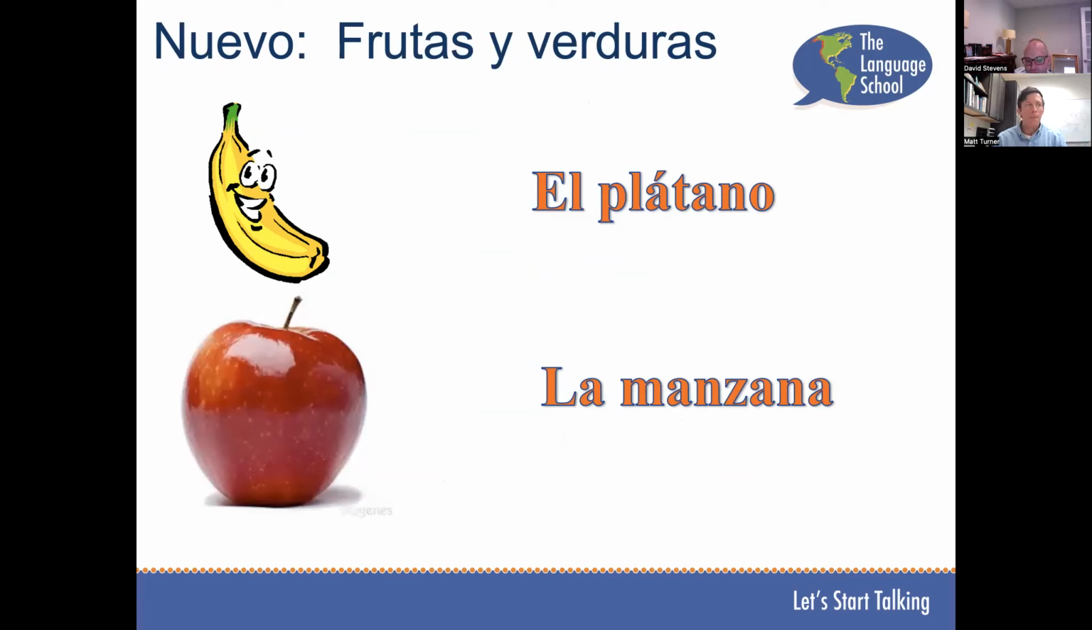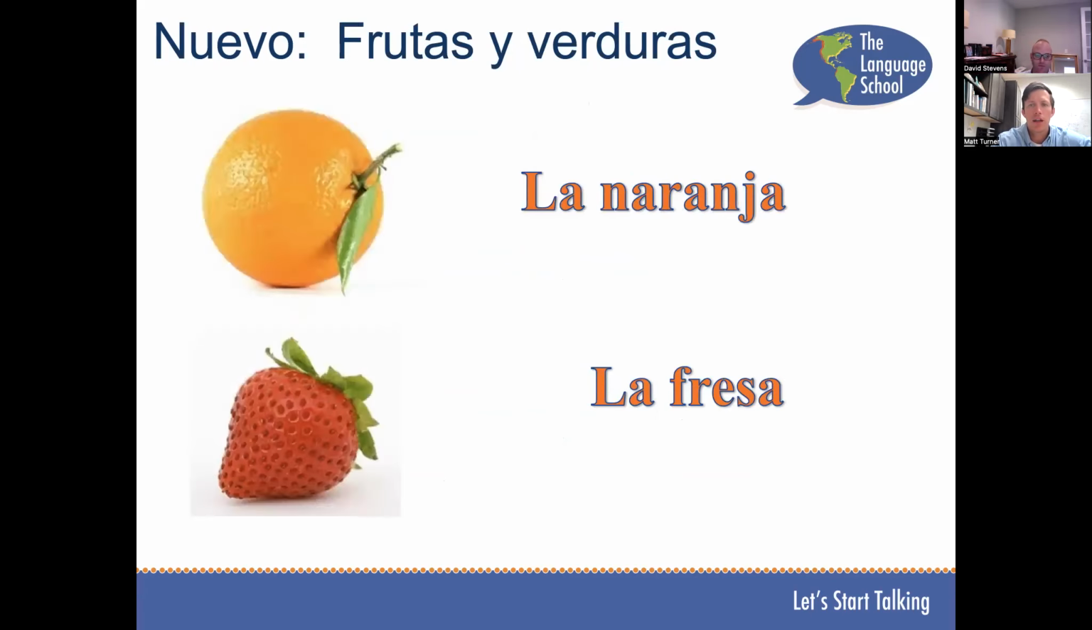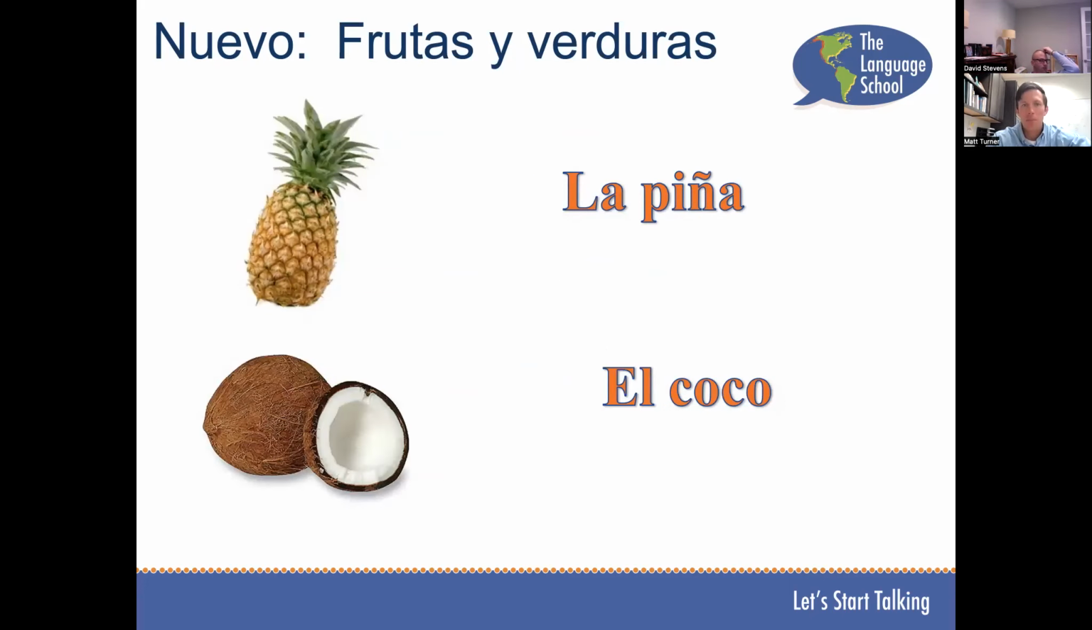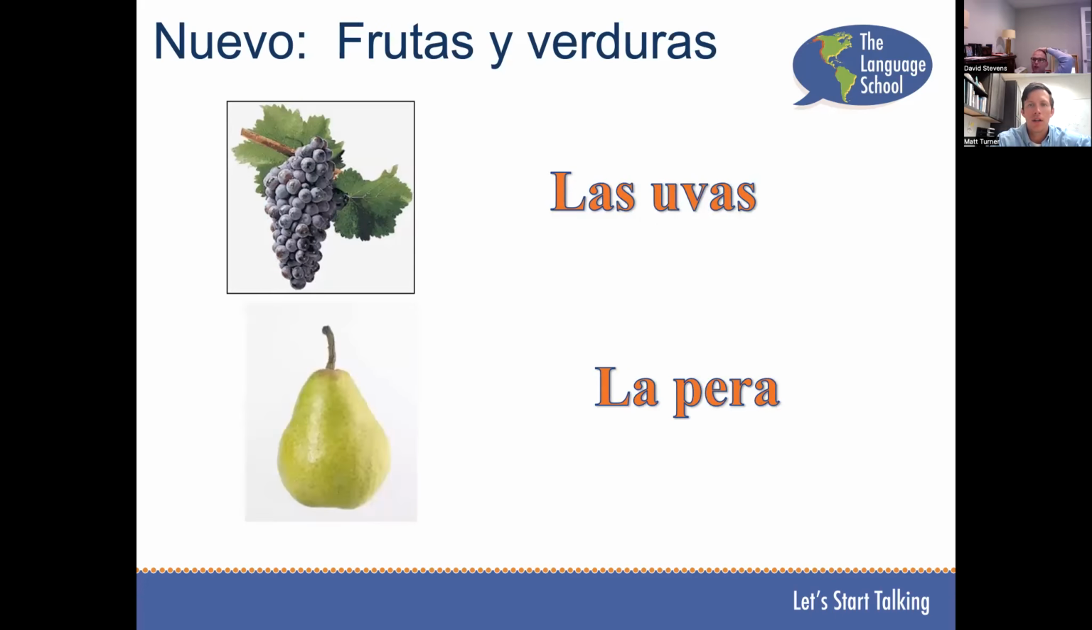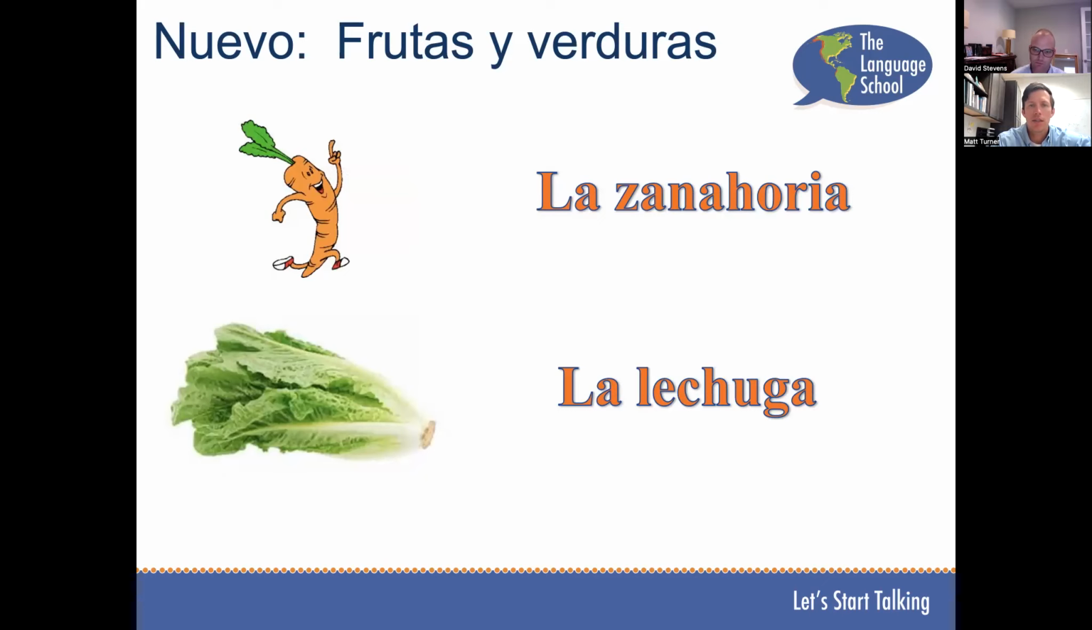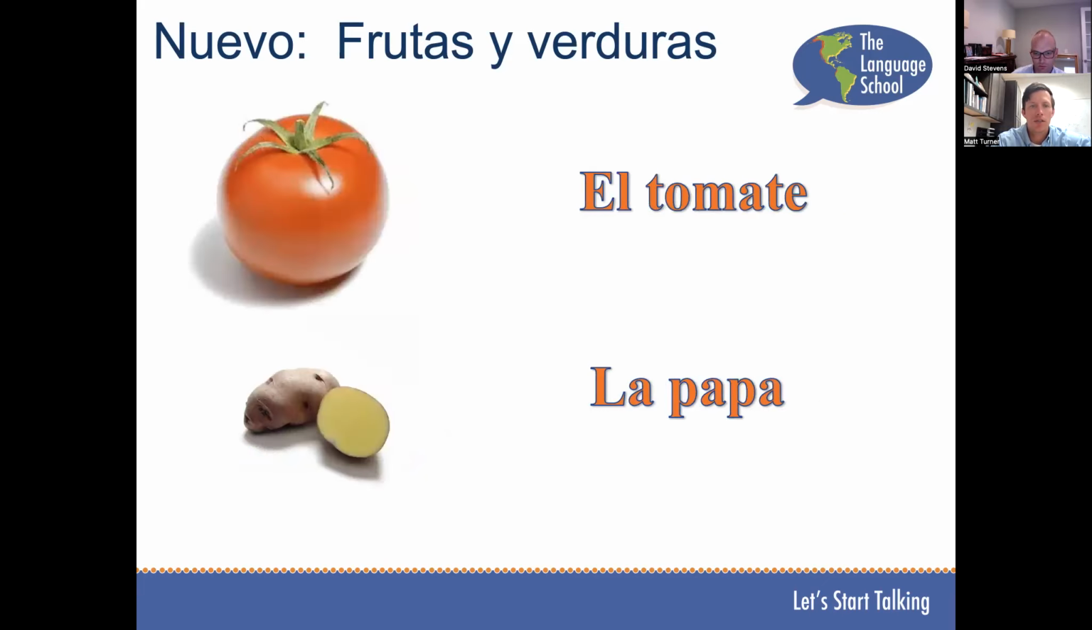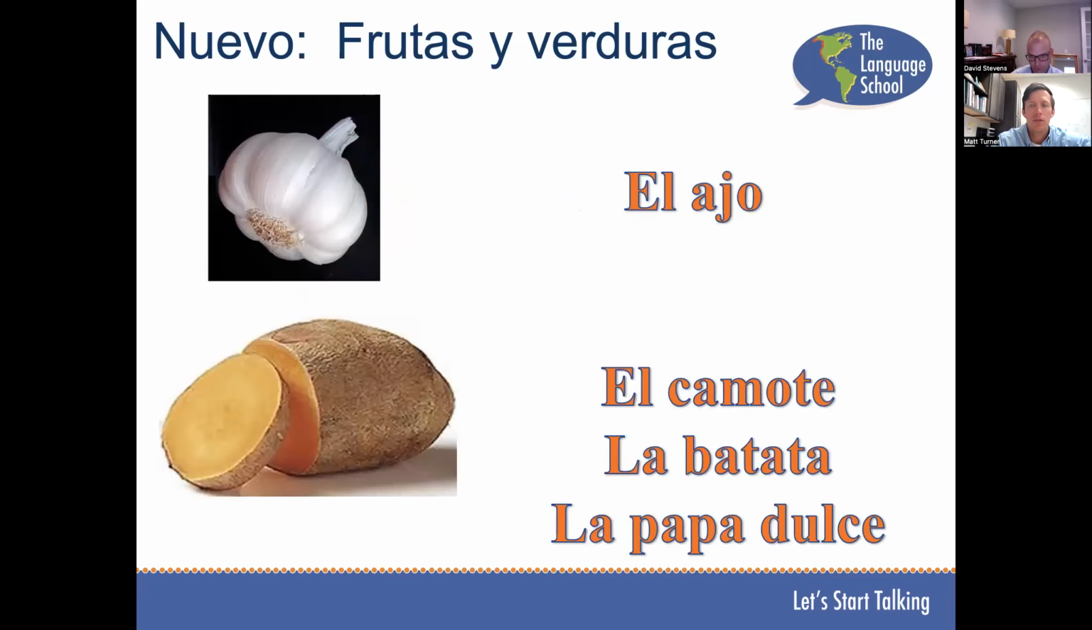Okay. Tell me what these are. El plátano is a banana. La manzana is an apple. La naranja is an orange. La fresa is a strawberry. La piña is a pineapple. El coco is a coconut. Las uvas is grapes. La pera is a pear. Very good. La zanahoria is a carrot. La lechuga is lettuce. El tomate is a tomato. La papa is a potato. El ajo is garlic.